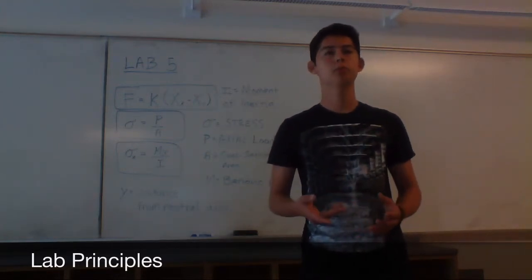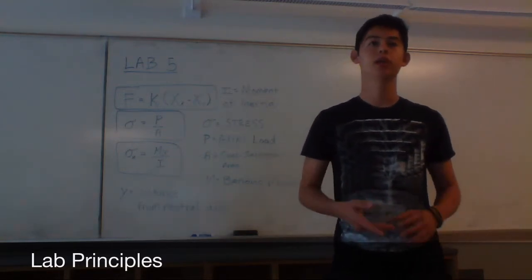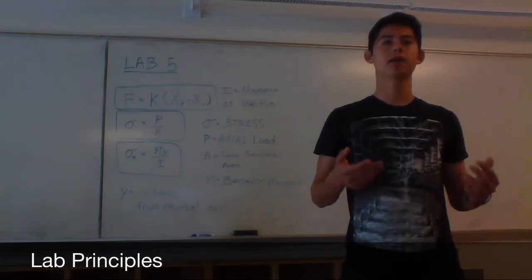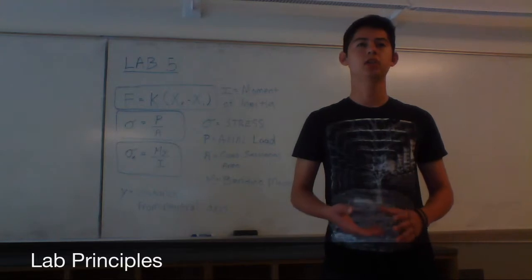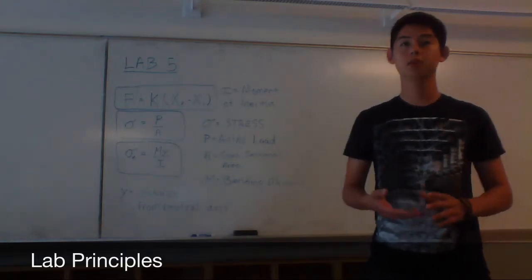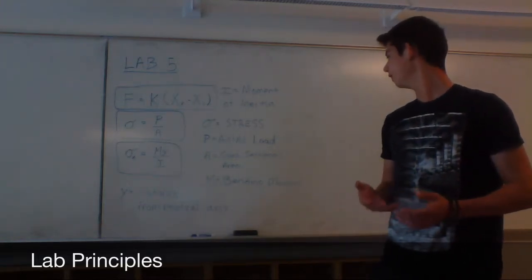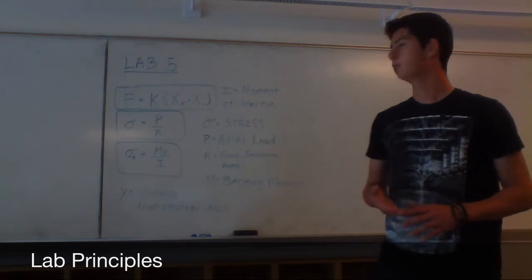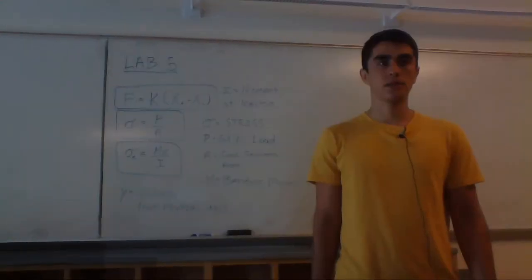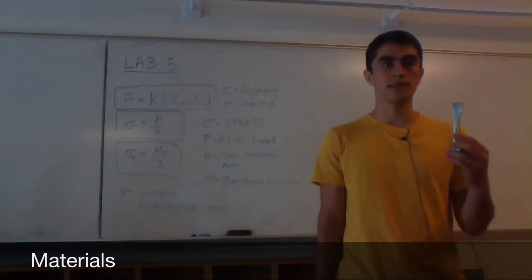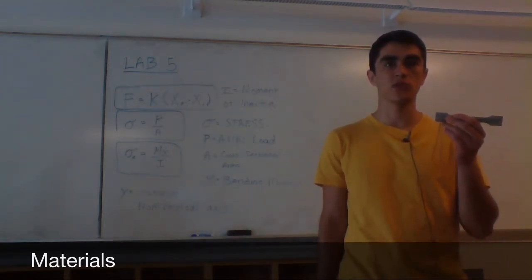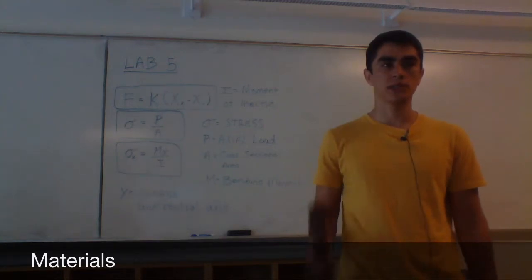Using appropriate formulas for longitudinal strain in a beam, stress values can be calculated from the measured strain and compared with the expected values of stress using the equation sigma equals bending moment over moment of inertia. For your materials, you will be using a 6-inch 1018 steel flat tension specimen with 2 strain gauges and a 14-inch 1018 steel beam with strain gauges.